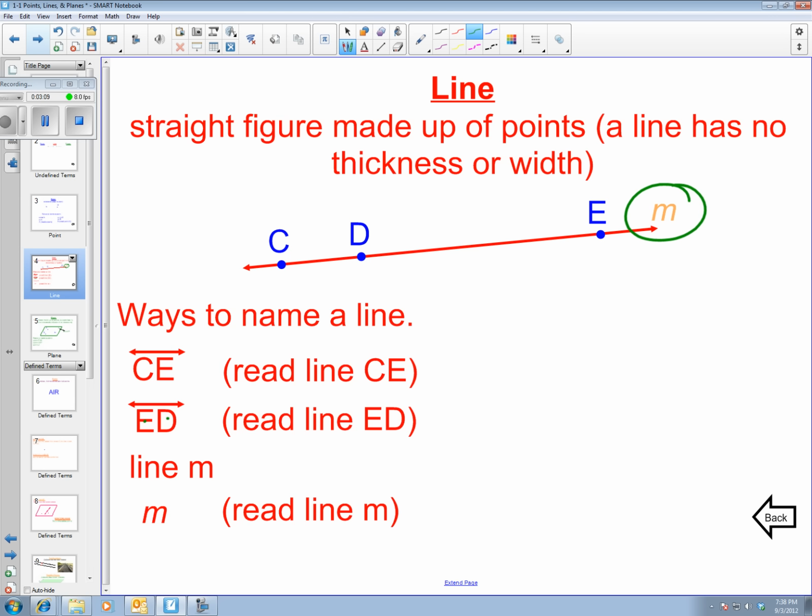One other important part about naming lines is the order of the letters is not important. We could call it line CE, or we could have called it line EC. That means the exact same line. And also you'll notice we never use 3 letters.